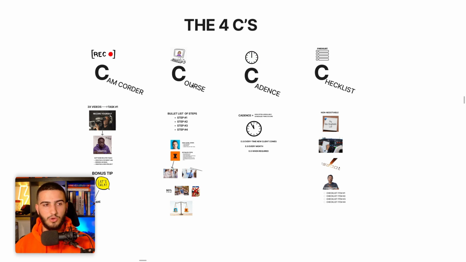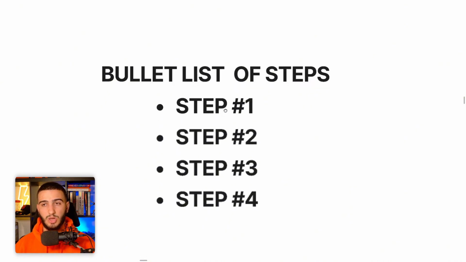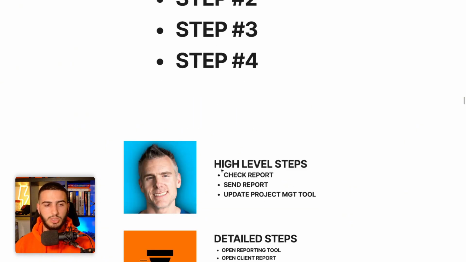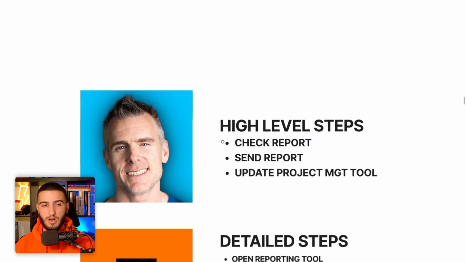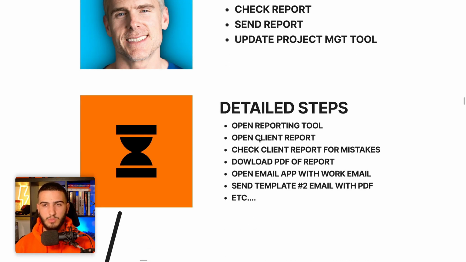Now, camcorder we've already gone over. Let's go over course. Course is basically a bullet list of steps you actually need to do to complete that individual task. Now, Dan Martell mentions just keeping the steps very, very high level. For example, if you're doing some sort of reporting, you can check the report, send the report, and update project management tool. I personally prefer making it a bit more detailed.